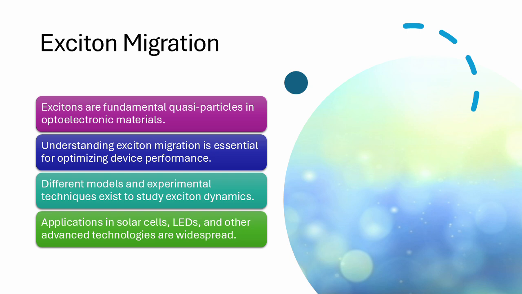One is time-resolved photoluminescence, where they shine light on material and watch how it glows over time. This helps them understand how fast the excitons are moving and how quickly they lose energy. So it's like watching their dance moves under a strobe light. That's clever. It is. And they have even more powerful tools like femtosecond transient absorption spectroscopy.